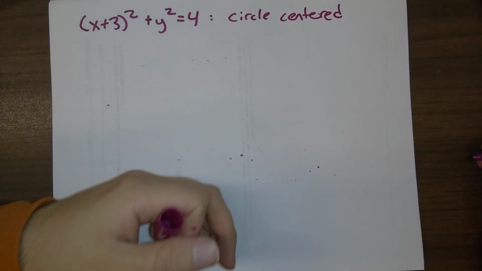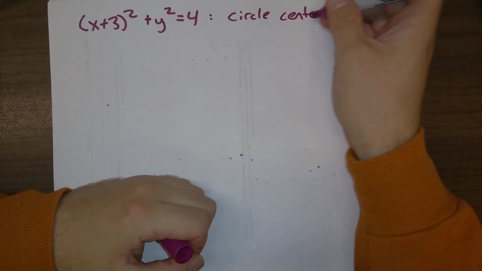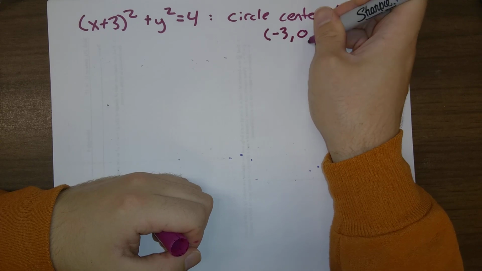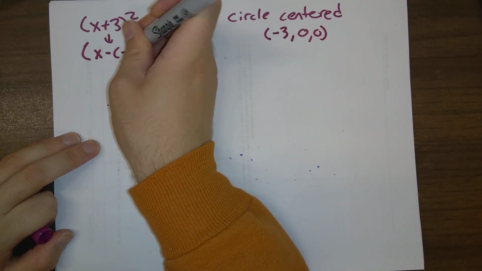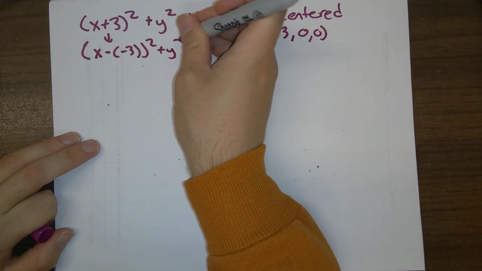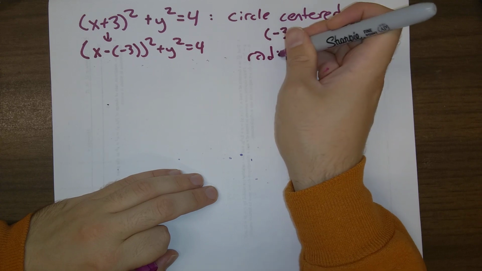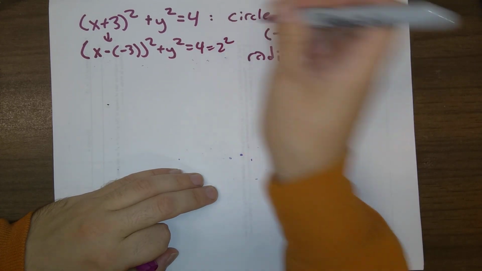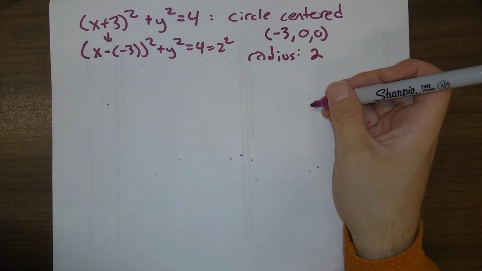Let's assume, it's a little bit ambiguous for this problem, that we're working in 3 dimensions here. The circle is centered at -3, 0, 0, because we could rewrite this as x minus -3 squared. And the radius is 2, because 4 is 2 squared. And it's parallel to the xy plane.